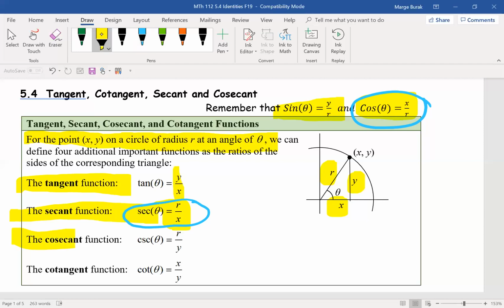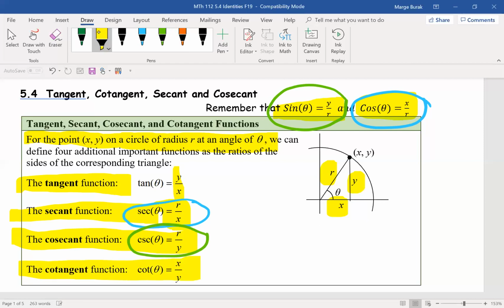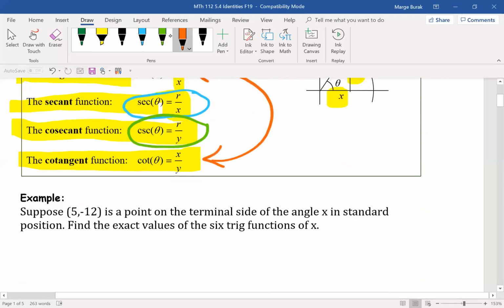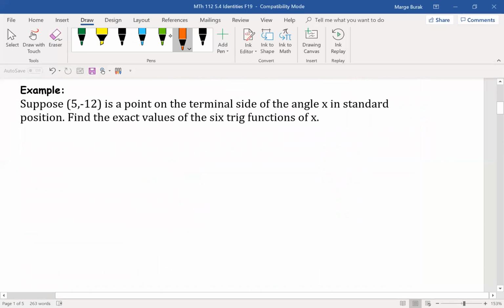And then we have the cosecant function, which is the reciprocal of the sine. So instead of y over r, we have r over y. And then the bottom one is the cotangent, which is the reciprocal of the tangent. So tangent is y over x, and cotangent is x over y. All right, so we're going to use these to solve some problems.